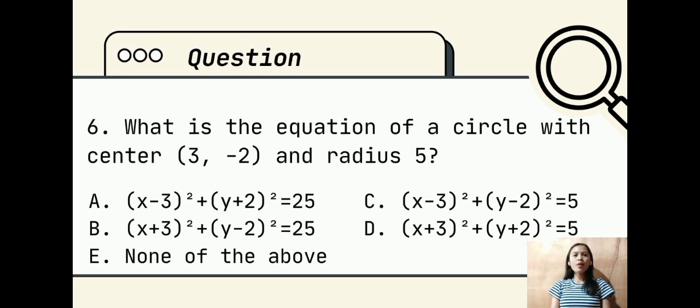Number 6. What is the equation of a circle with a center of (3, -2) and radius 5? A. (x - 3) squared plus (y + 2) squared is equal to 25. B. (x + 3) squared plus (y - 2) squared is equal to 25. C. (x - 3) squared plus (y - 2) squared is equal to 5. D. (x + 3) squared plus (y + 2) squared is equal to 5. E. None of the above.